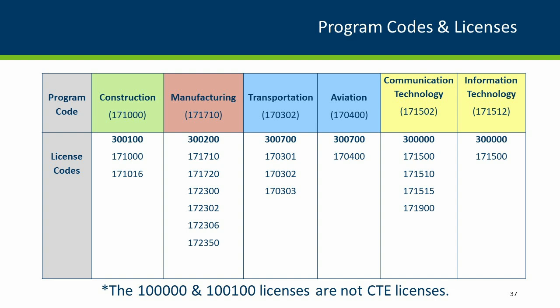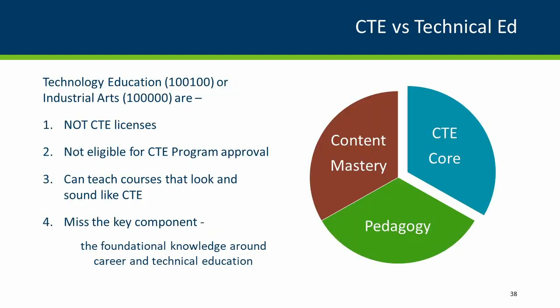There are some what we call legacy vocational licenses that some people still hold. Nobody can get these now. You can just renew them. They aren't issued anymore. So you may find teachers that have that one as well. I will mention that if you say, well, Tim, what about 100,000 industrial arts or 100 technology licenses? Are those CTE licenses? They aren't. The reason for that is that while those teachers might have the content mastery and the proper pedagogy to teach in a lot of these program areas, what they lack is that CTE core, that foundational knowledge around career and technical education that's required in this area.